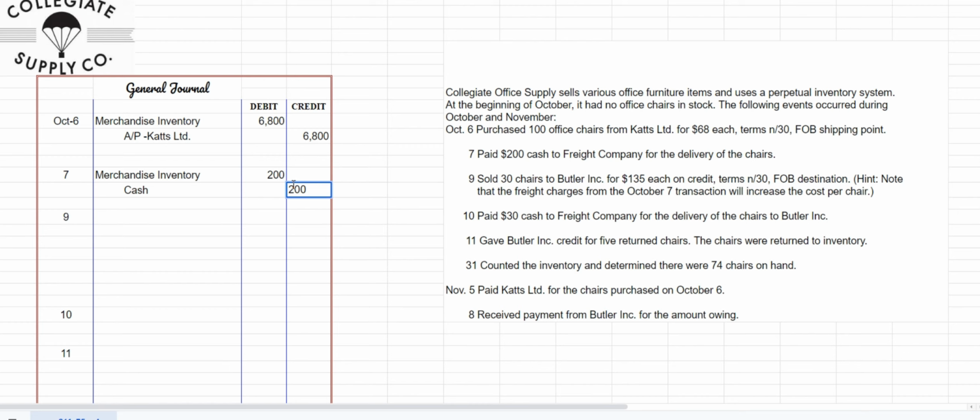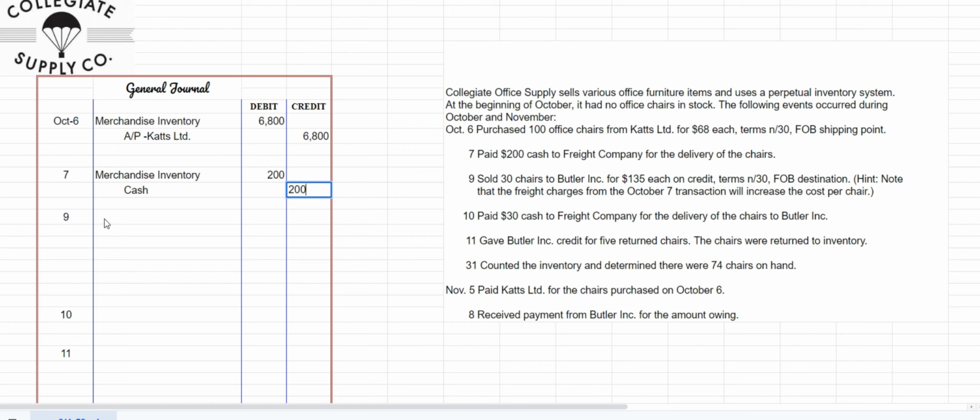Now on October 9th, sold 30 chairs to Butler Inc. for $135 each on credit, terms N30, FOB destination. Hint, note that the freight charges from the October 7th transaction will increase the cost per chair. Whenever you're selling merchandise, there are two journal entries that you have to do each time you sell merchandise.